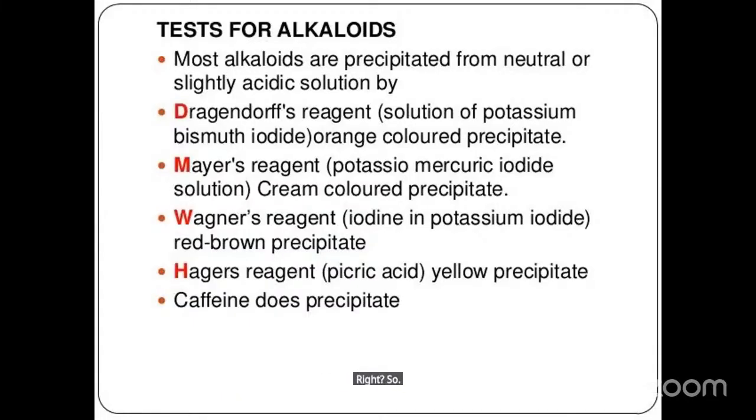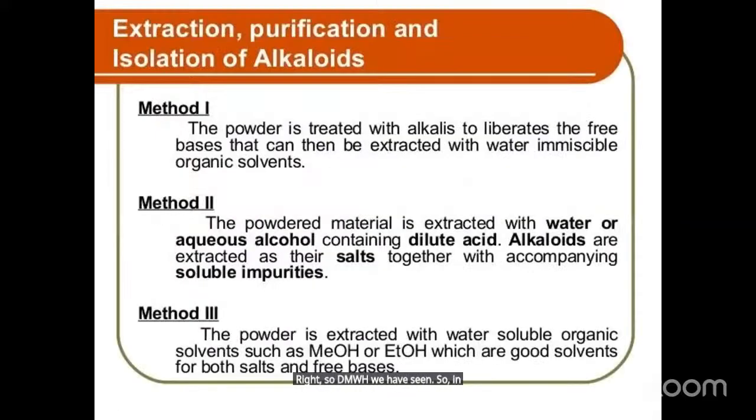DMWH we have seen. So in Dragendorff, which color is there? Orange, red color is there. And in Dragendorff, which reagent, as you know very well, potassium bismuth iodide, then I2 in potassium iodide, that is Wagner's. Mayer's, Hager's, there is picric acid, right? So you have to remember just like this.